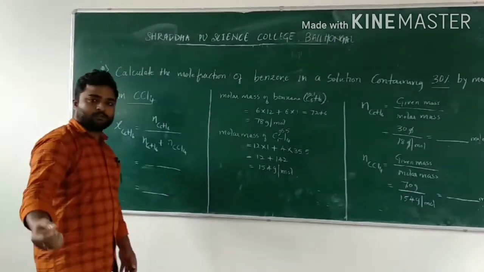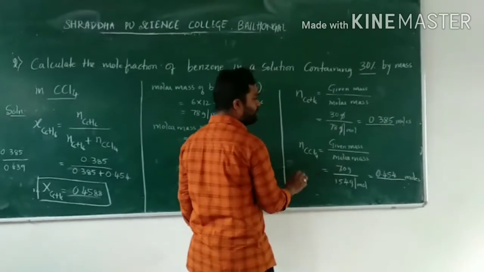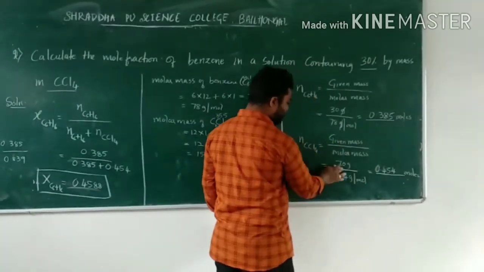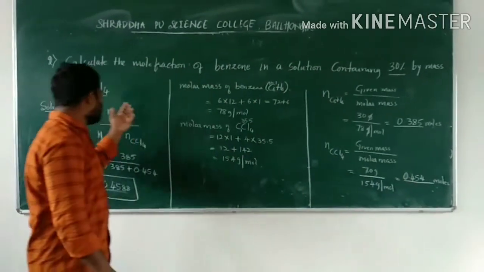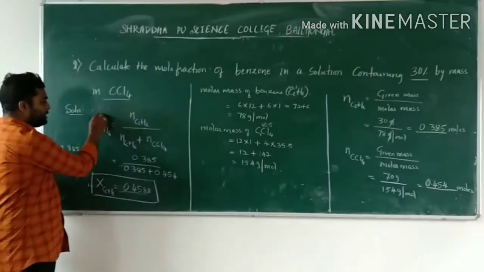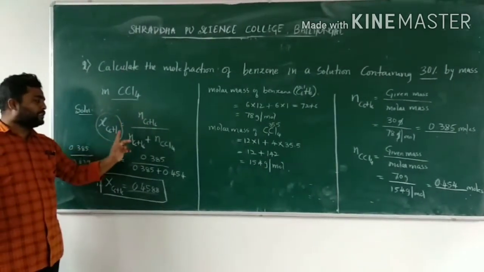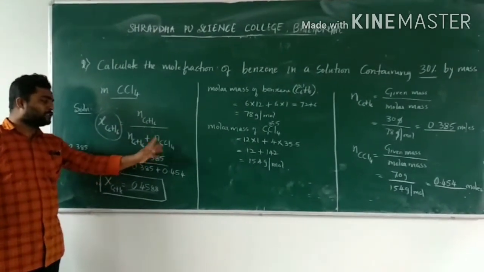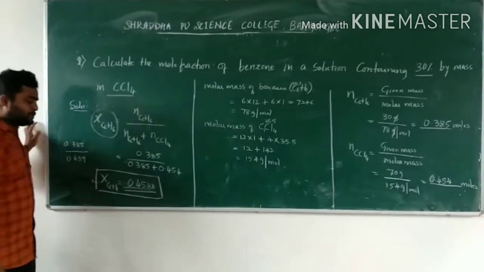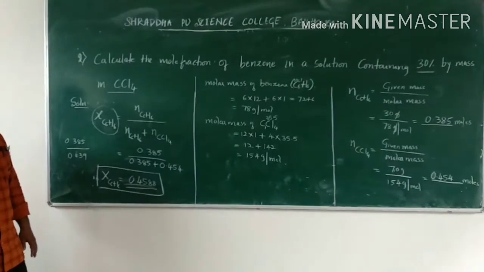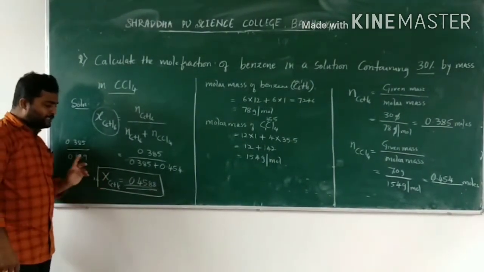Okay, just hold on. Using calculators, I have got the answer. 30 divided by 78 is 0.385. 70 divided by 154 is 0.454. Then substituting those values, they have asked you to calculate the mole fraction of benzene, that is number of moles of benzene divided by number of moles of benzene plus number of moles of CCl4. Then using that you will be getting the mole fraction as 0.4588.